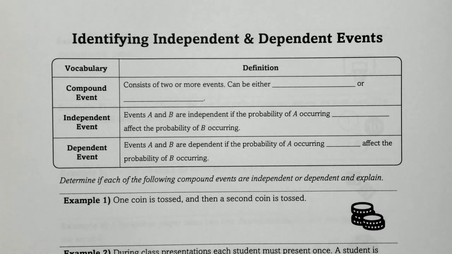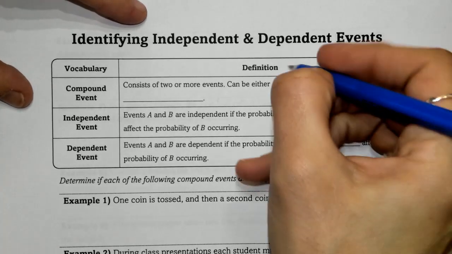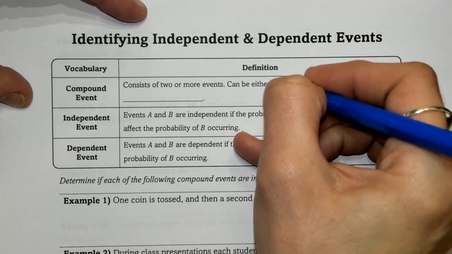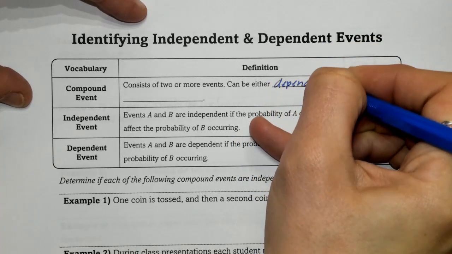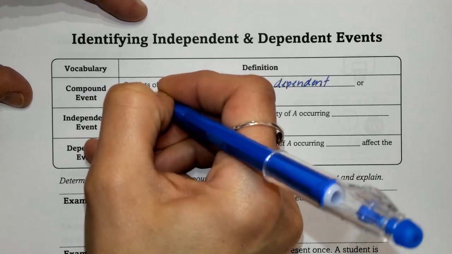This video is going to be taking a situation and identifying whether it is an independent or a dependent event. First thing we're talking about is a compound event. A compound, meaning more than one, is going to consist of, as it says, two or more events. These events can either be dependent or independent.